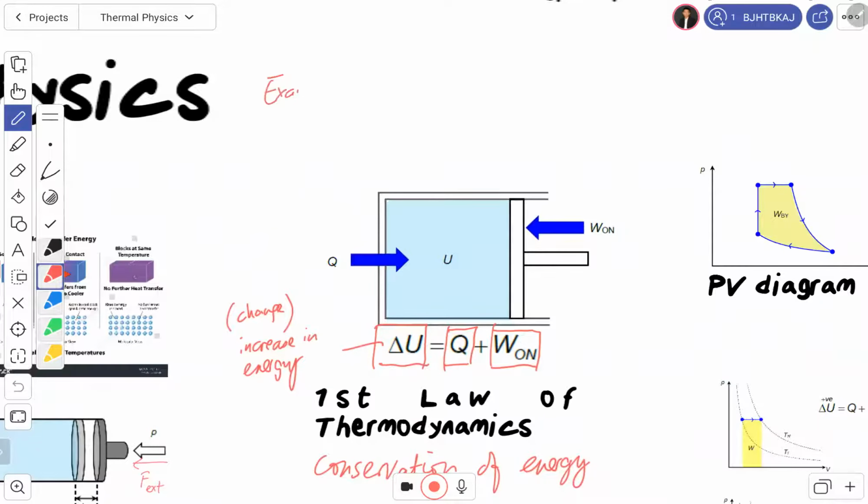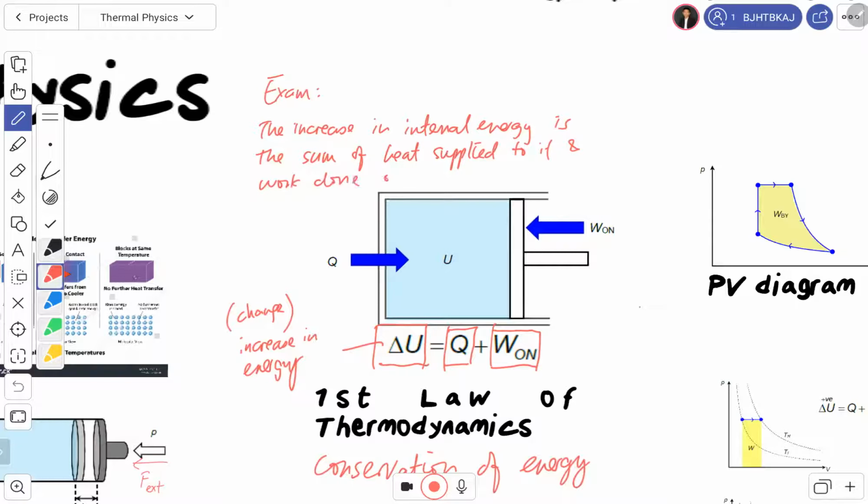Let me make a note of what you need to say in exam, what the exam is looking for. This is one of the favorite structured paper questions, the first question on define or state the first law of thermodynamics. So in exam, you must always write this: the increase in internal energy is the sum of heat supplied to it and work done on it.